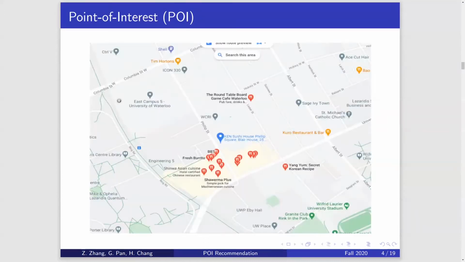Here is an example for POI. This is a screenshot from Google Maps. When you click on some location in Google Maps, you can do some steps to get recommendations for more locations that you might be interested in. For example, in this screenshot, I let the map know I want to find the restaurants nearby, and these red points are the restaurants near the university. These locations are the POIs that Google Maps provided.